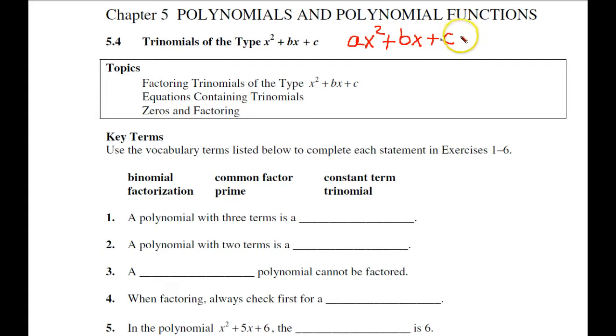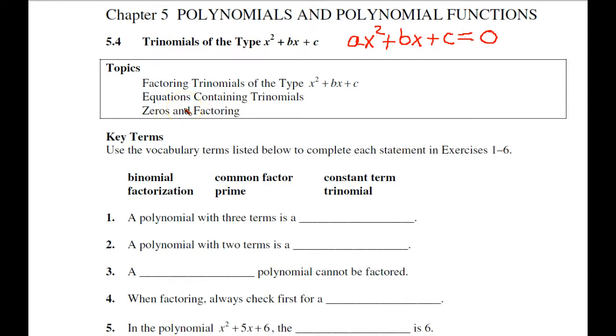Now, if we add an equal sign to it and a 0, it now becomes the standard form of the quadratic equation, because we've added the equal sign and equal to 0. And then later you'll see how this all fits in. Well, in this section we're going to be dealing with factoring trinomials, and then equations containing trinomials. That refers to this. And going back to what we had in the previous lesson, zeros and factoring. That is sort of like finding the zeros.